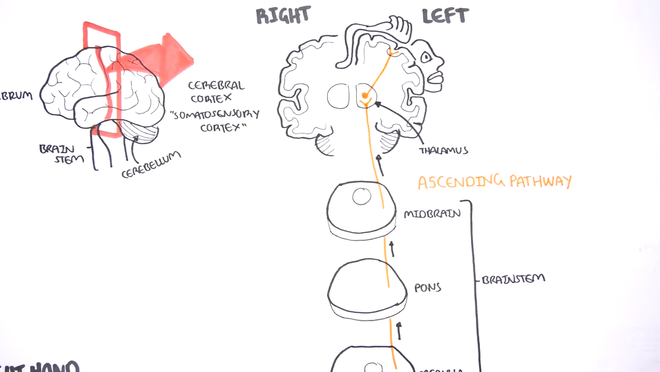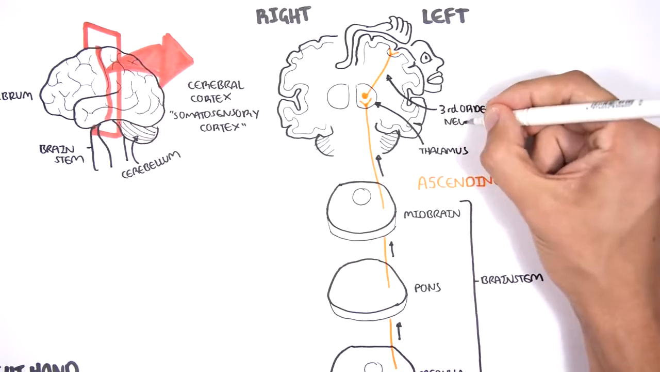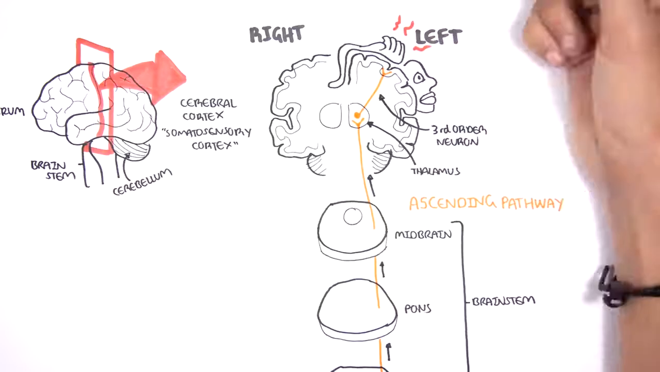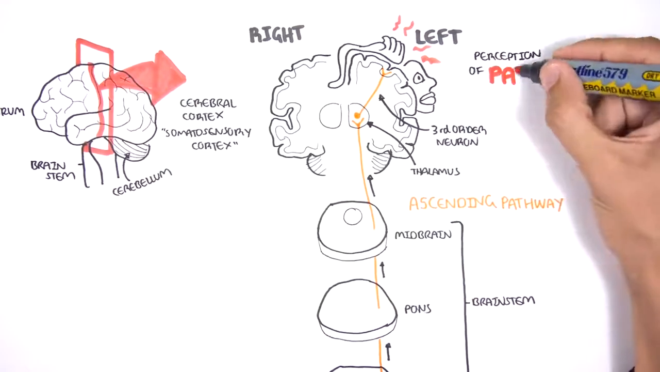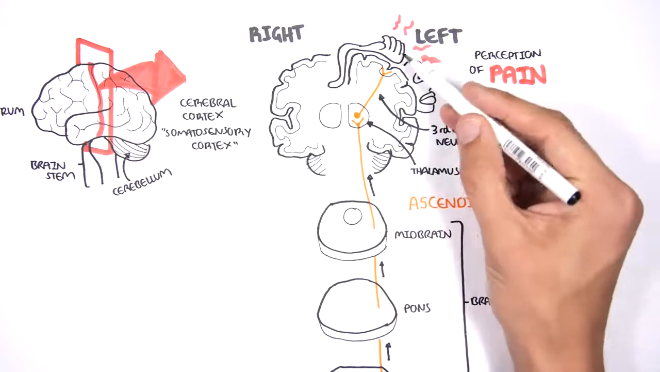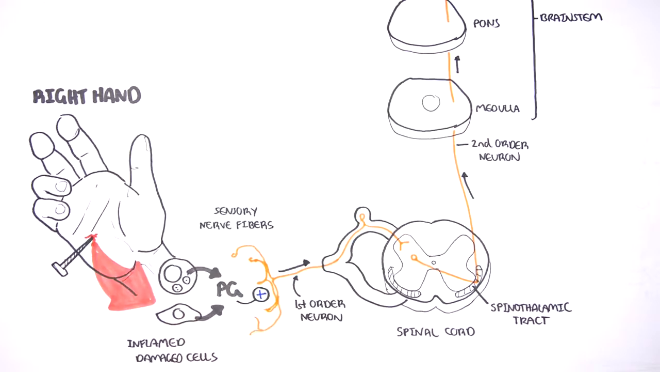The third-order neuron will carry this impulse and relay it to the region of the brain which correlates with the injured right hand. Thus, the third-order neuron helps discern the area of injury, and also the cortex here is where the perception of the pain is perceived. Important to remember that this is the left side of the brain, whereas the stimuli, the initial signal, was on the right hand. Thus, sensation always is on the opposite side of the brain to where the stimulus occurred.